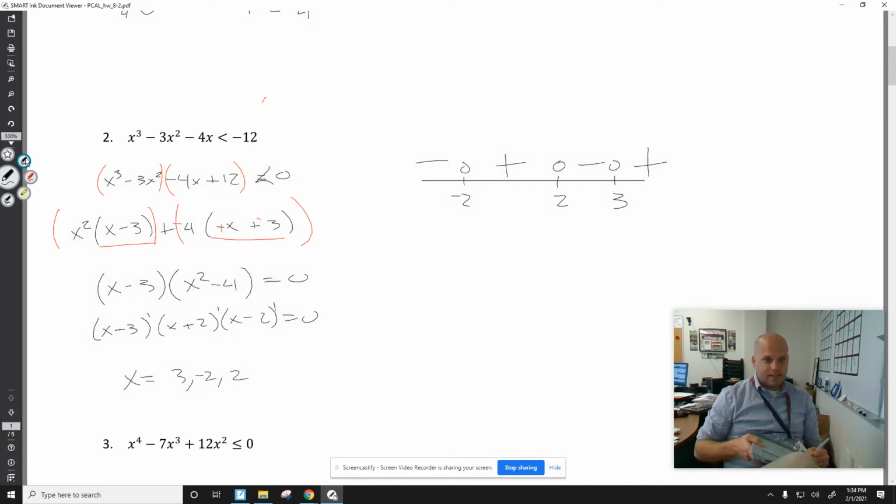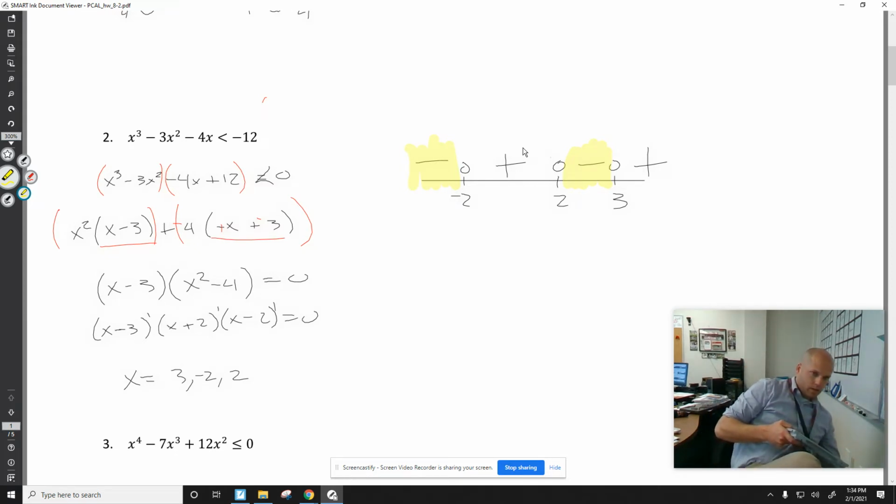So when is it less than 0? Less than 0. Here. You could always use test points if you wanted to. Plug in 2.5. You would get a negative times a positive times a positive. That's a negative. Plug in -3. Negative, negative, negative. That's a negative.